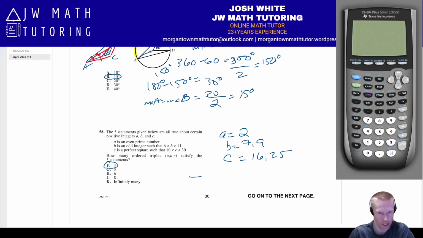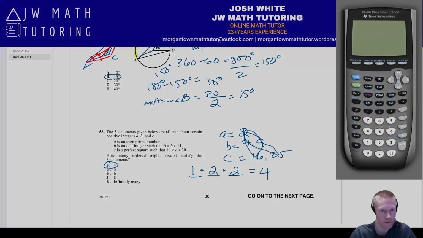But you could also think of it using the slot method. So for A, there's only one choice. You have just 2 and that's it. For the B position, you have 2 choices. For the C position, you also have 2 choices. And now using the slot method, we just multiply these all together and we just get 4, right? It's basically 2, 7, 16; 2, 7, 25; 2, 9, 16; 2, 9, 25. Those are our four different ordered triples, which could satisfy these conditions.